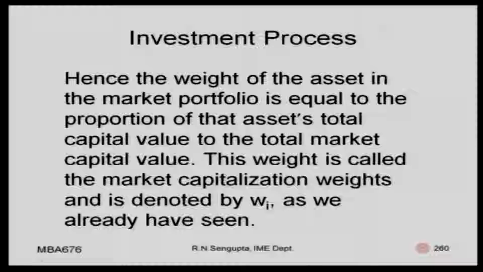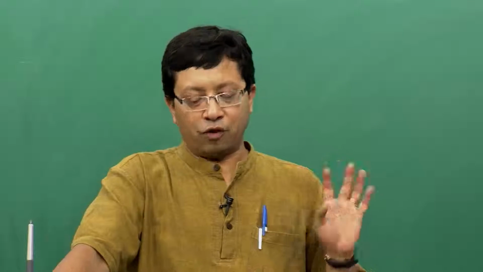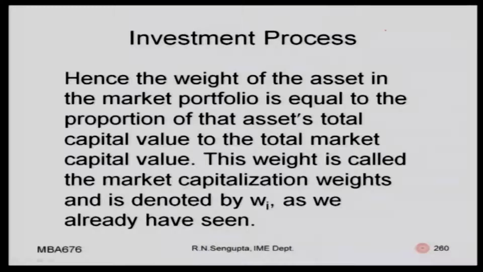Now, our second question would be, how do we find out the weights? If you remember, using the concept of optimization we found out the Wi's, whether short selling is there or not, such that it gives us a good picture of how the portfolio should be formulated. So our main question is, how do we find out the weights? The weight of an asset in the market portfolio is the proportion of that asset's total capital value.